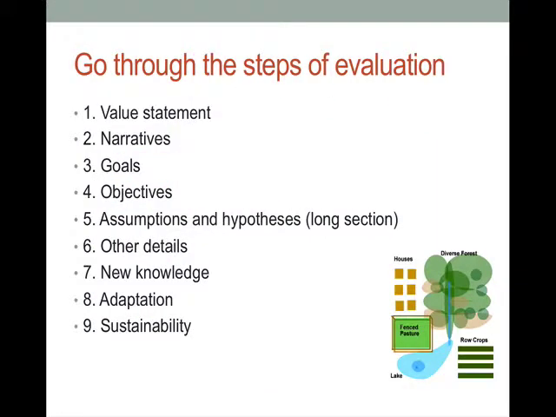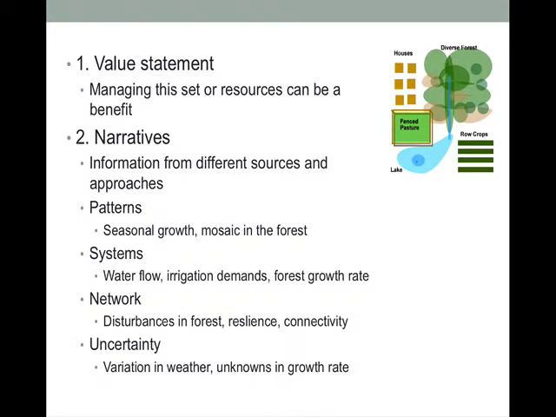So first, we're just going to go through these steps of evaluation. Like I stated before: the value, the narratives, goals, objectives, assumptions, other details, new knowledge, adaptation, sustainability. Okay, the value statement for this particular example is that they want to manage this set of resources so that it's a benefit to the whole community.